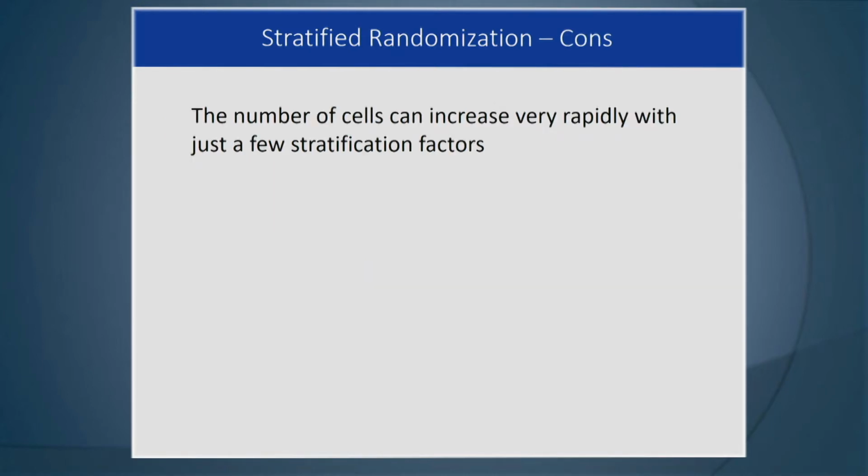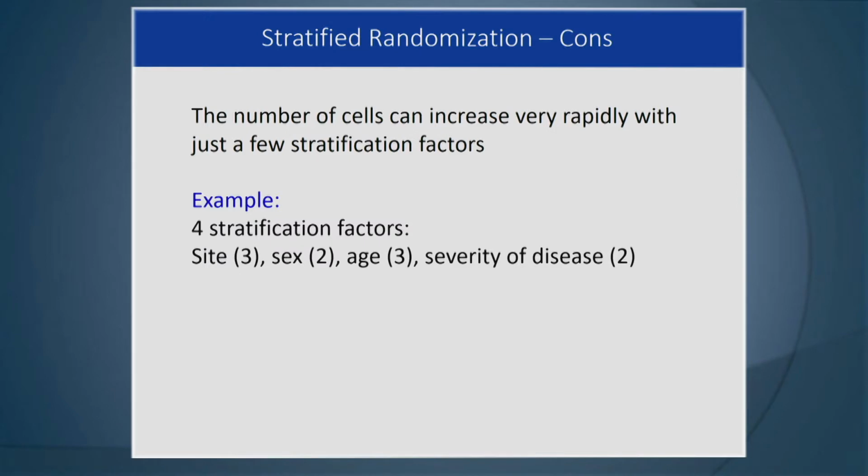One of the disadvantages of stratified randomization is the number of cells. People sometimes go wild with the stratified randomization, but the number of cells can increase very rapidly with just a few stratification factors. Let me give you an example. So let's say you're running a trial and you have 4 stratification factors, which, look at what they are. They're not really far-fetched.